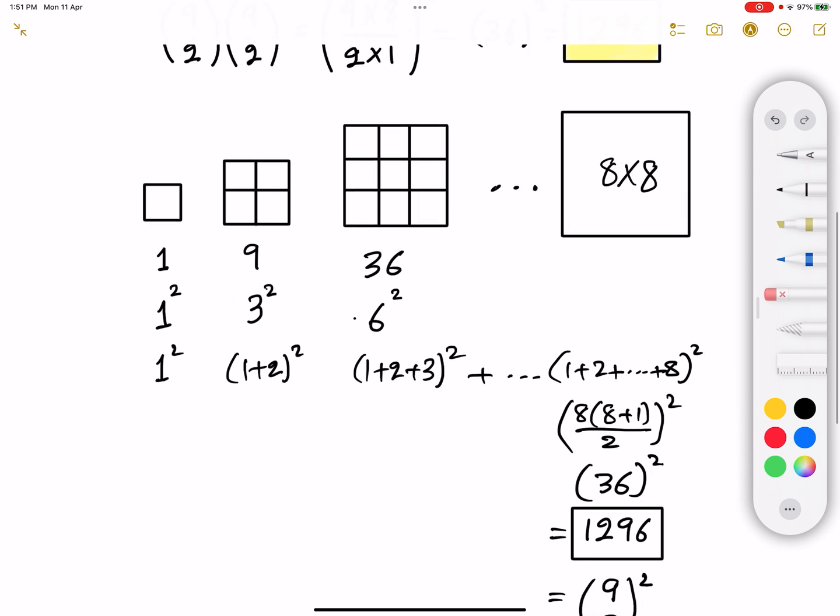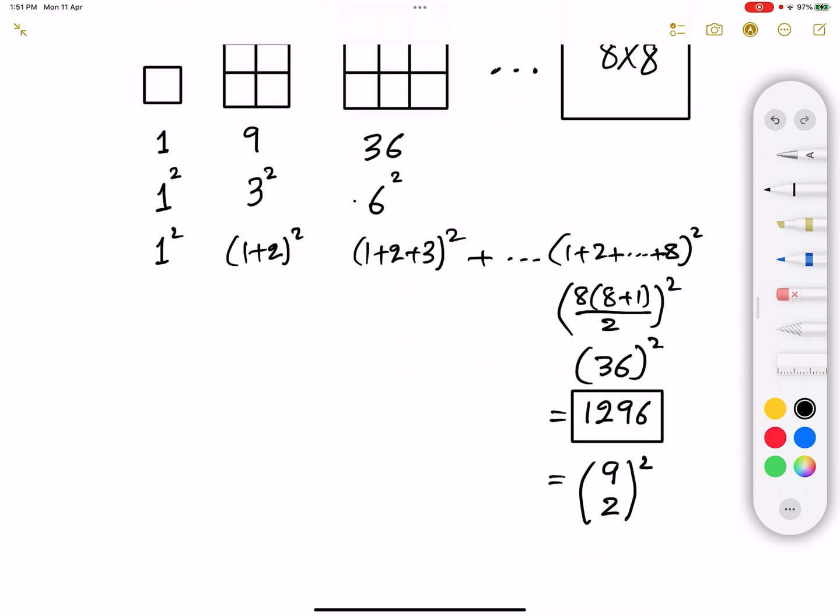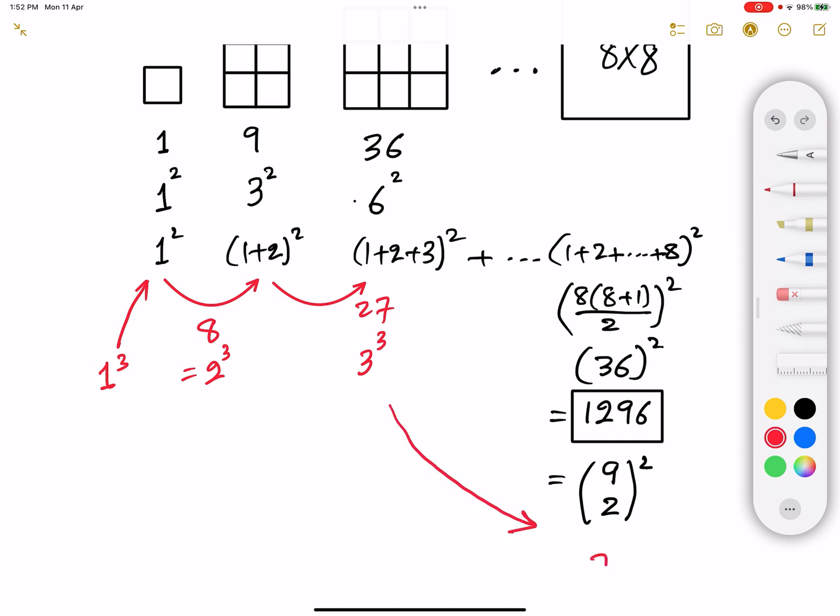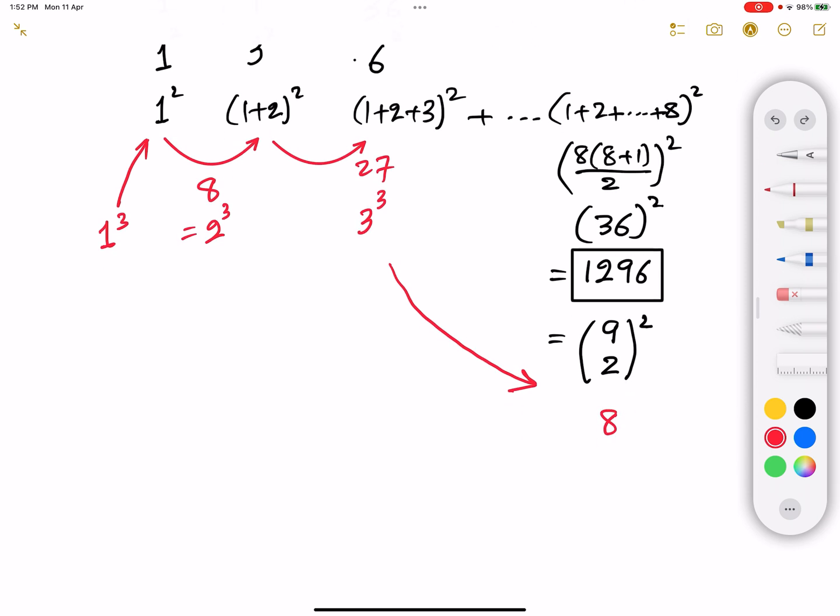So this pattern is true, but also we can notice one more thing here, that the difference here is nothing but 9 minus 1, which is 8. And 8 can be represented as 2 cubed. And of course, the 1 can be represented as 1 cubed. Now, the difference here can be represented as what? As 36 minus 9, which is basically 27, which can be represented as 3 cubed. So if we go on, the last one is going to be represented as 8 cubed. So the total number would be 8 cubed.